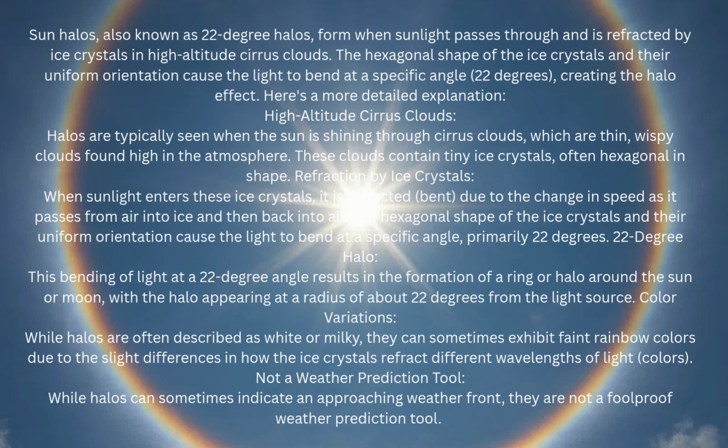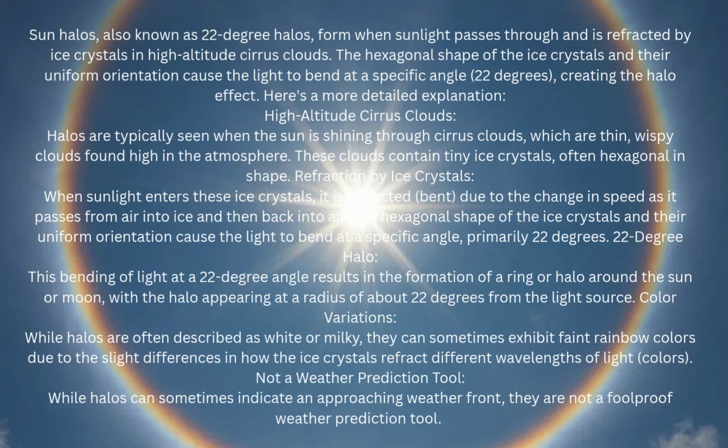Refraction by ice crystals. When sunlight enters these ice crystals, it is refracted, bent, due to the change in speed as it passes from air into ice and then back into air. The hexagonal shape of the ice crystals and their uniform orientation cause the light to bend at a specific angle, primarily 22 degrees. 22-degree halo.